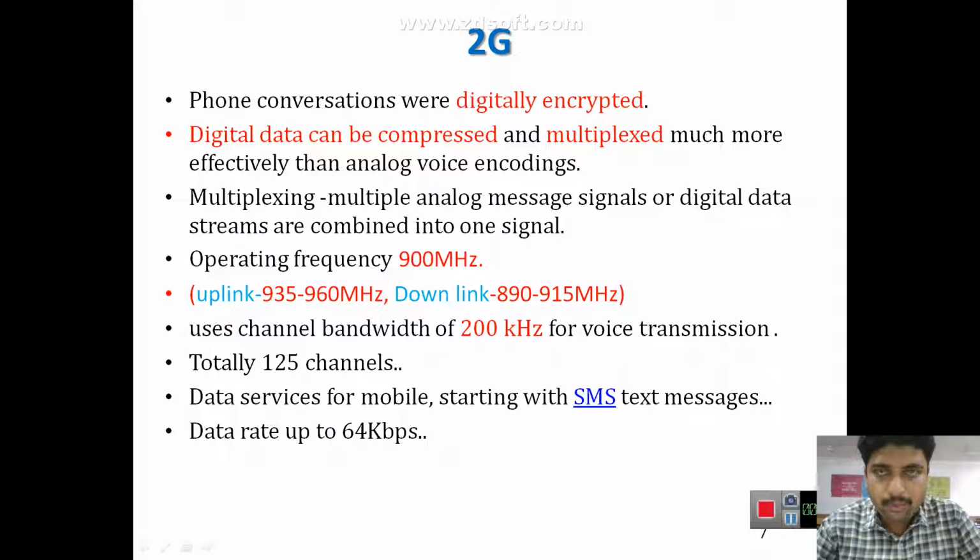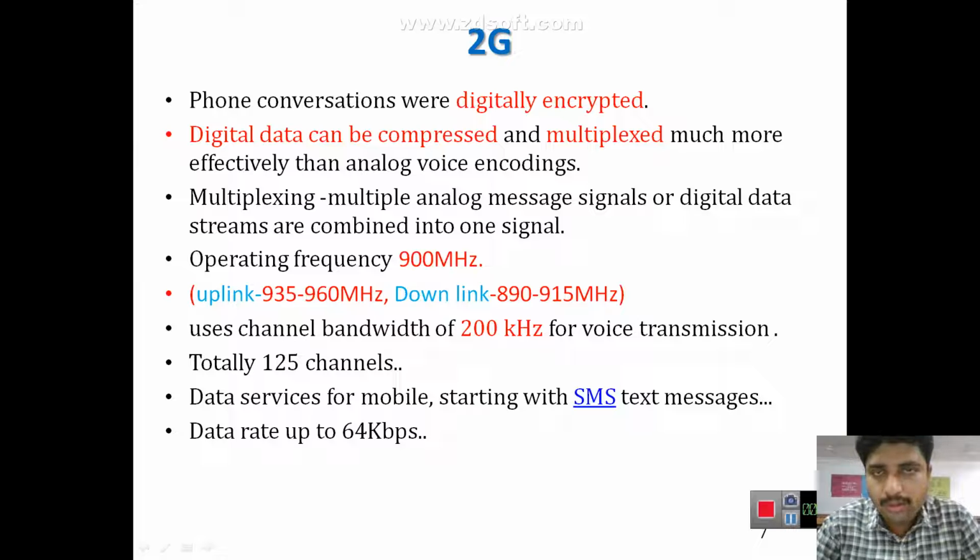Here the operating frequency is 900 megahertz. I am going to specify the frequency in the range of 900 megahertz. You can notice the difference, there is a slight increase in the operating frequency. Next we are going to use the uplink and downlink. For uplink the range is 935 to 960 megahertz, and for downlink 890 to 915 megahertz. So in total 125 channels are allocated for the 2G spectrum. Here the data rate is up to 64 kilobits per second.